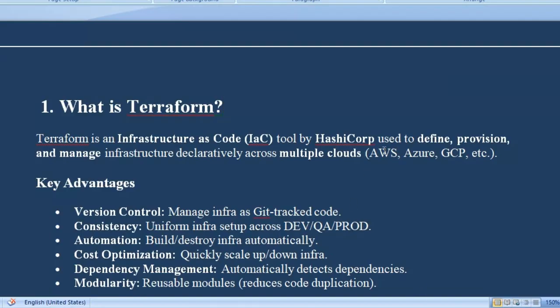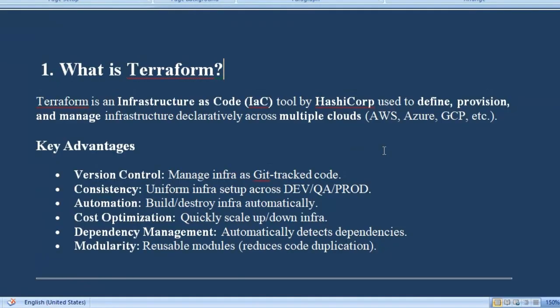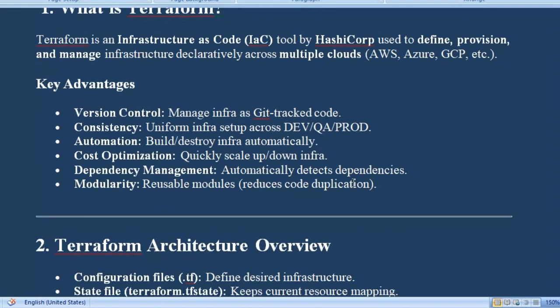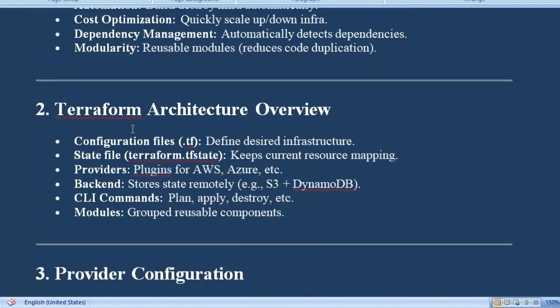Here, what is Terraform? I explain each and everything about Terraform: what Terraform is and what the advantages of Terraform are. So you can go through the advantages and what Terraform is, just so you can understand it. Also, I have given the Terraform architecture overview, a few details like the configuration file, state file, providers, backend, modules, and all things. So this is the main overview, because if you want to build any applications, these are the major details.